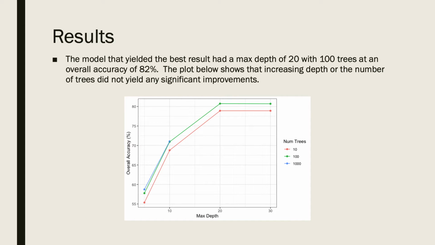So here are the results. The model that yielded the best result had a max depth of 20 with 100 trees, and it yielded an overall accuracy of about 82%. The plot below shows that increasing the depth or the number of trees beyond 20 and 100 did not yield any significant improvements. But if you look at the performance with a max depth of 10 and 100 trees, you see a significant jump going from 10 to 20, about a 10% increase in accuracy.